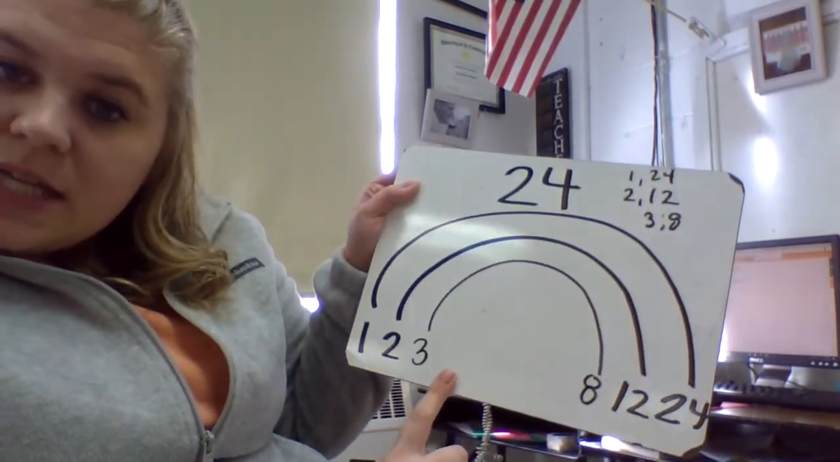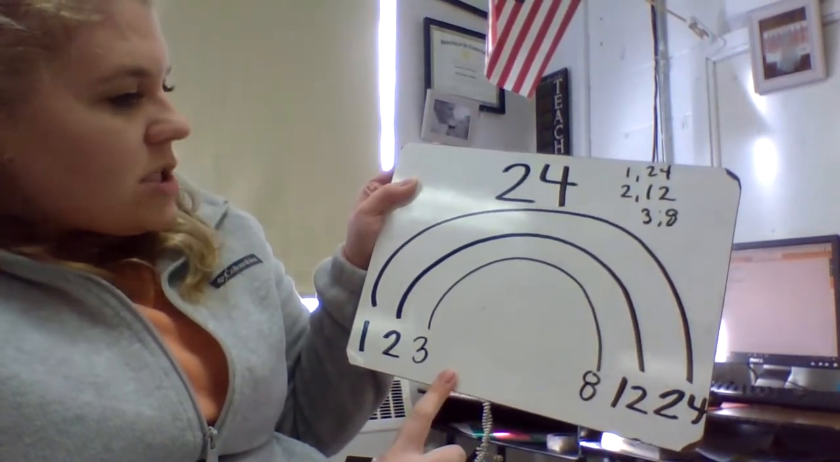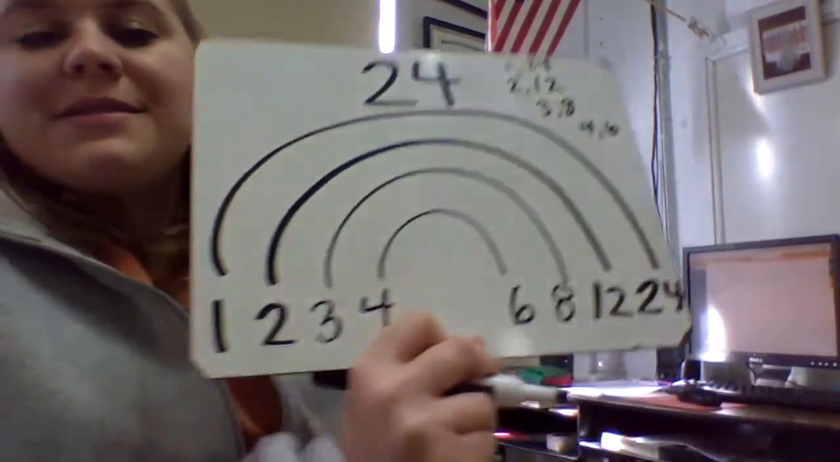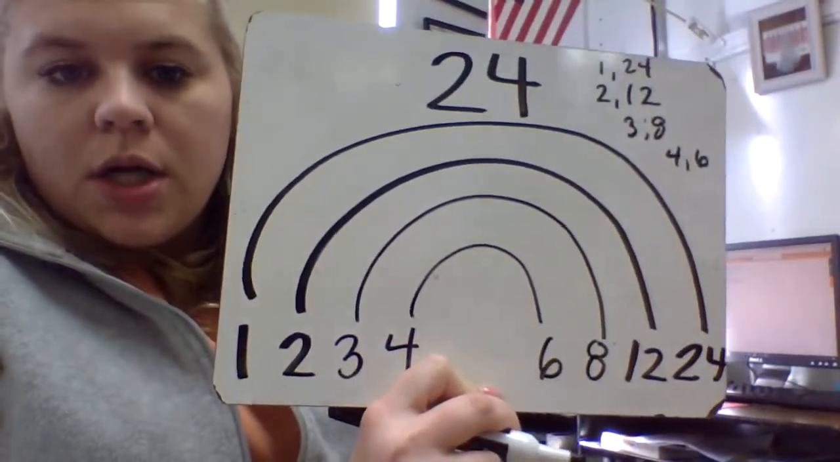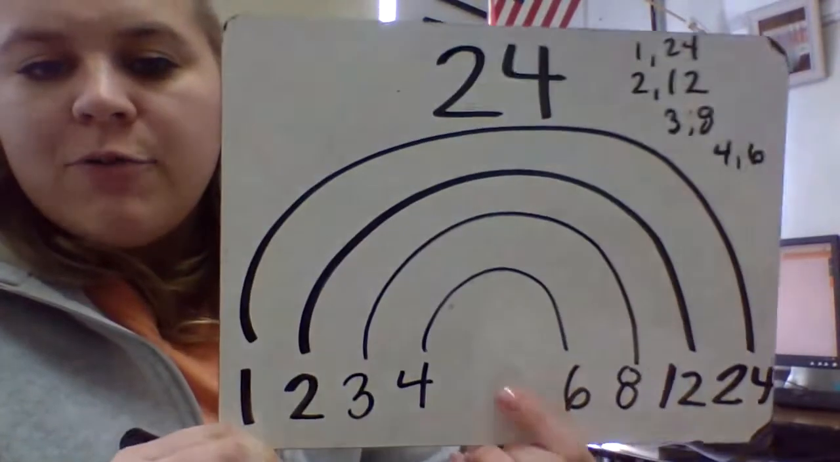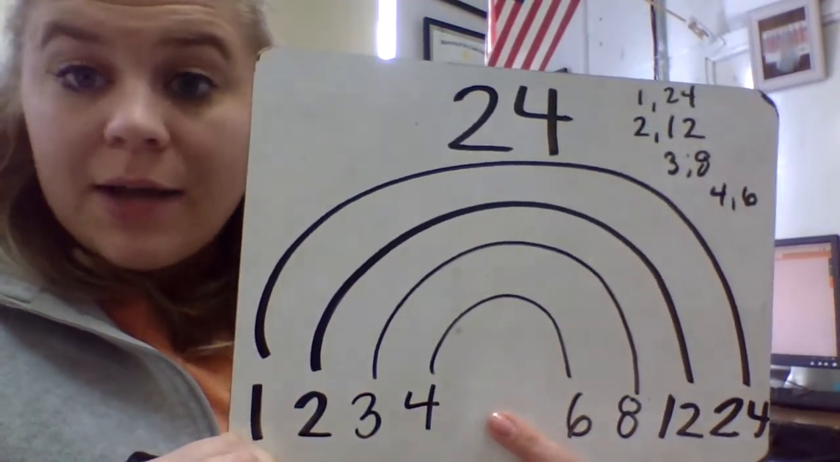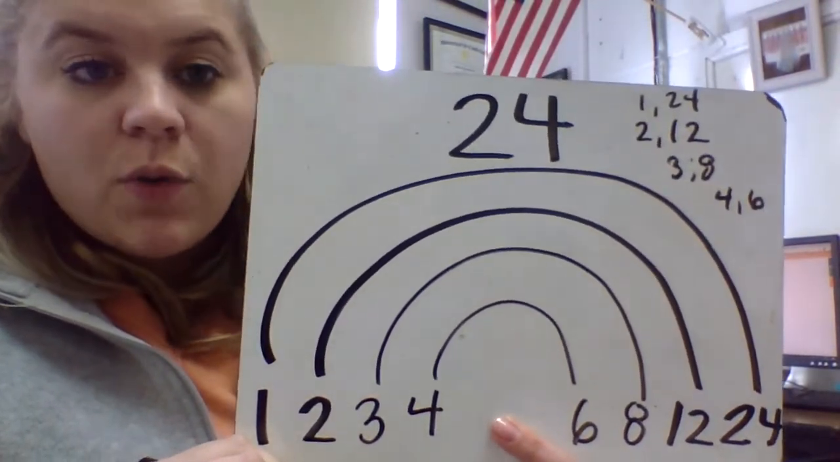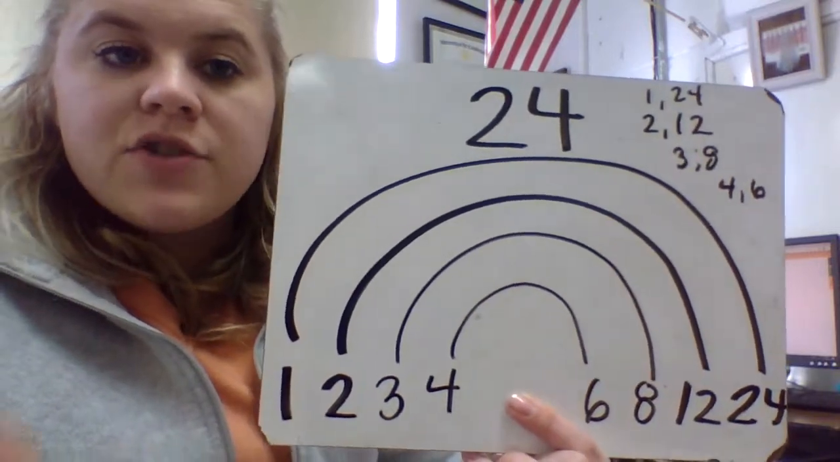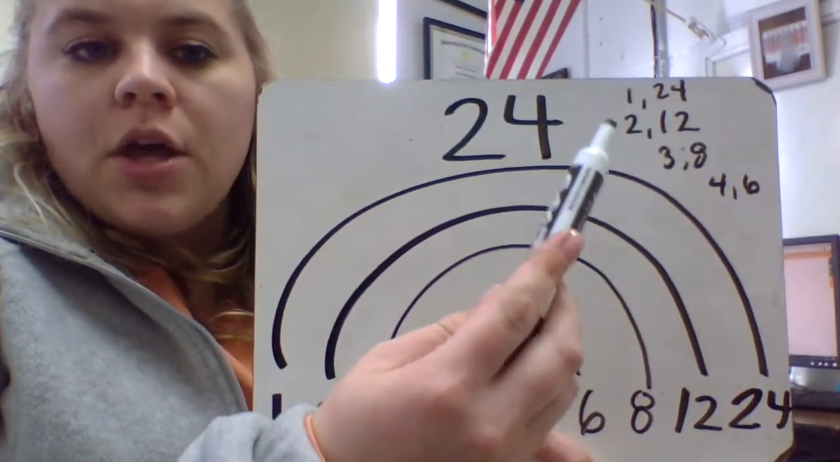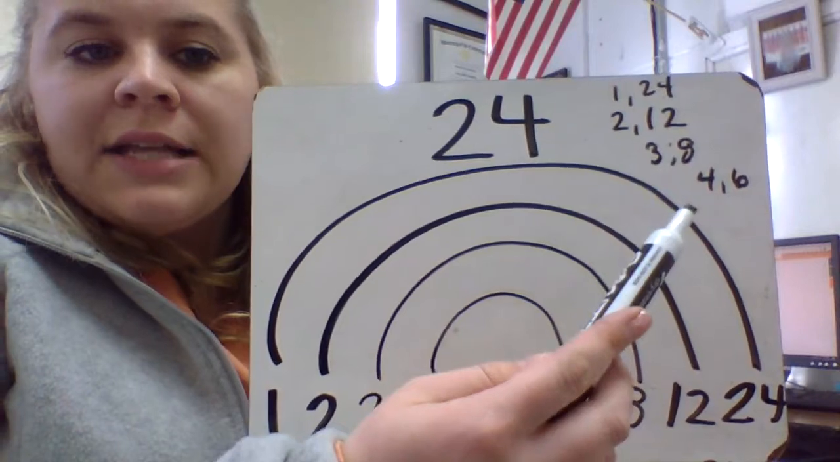Can I do 4 times anything to give me 24? 4 times 6 equals 24. The only number that I have left between 4 and 6 is 5, and I know I can't multiply 5 by anything to give me 24. So my factor pairs for 24 are 1 and 24, 2 and 12, 3 and 8, 4 and 6.